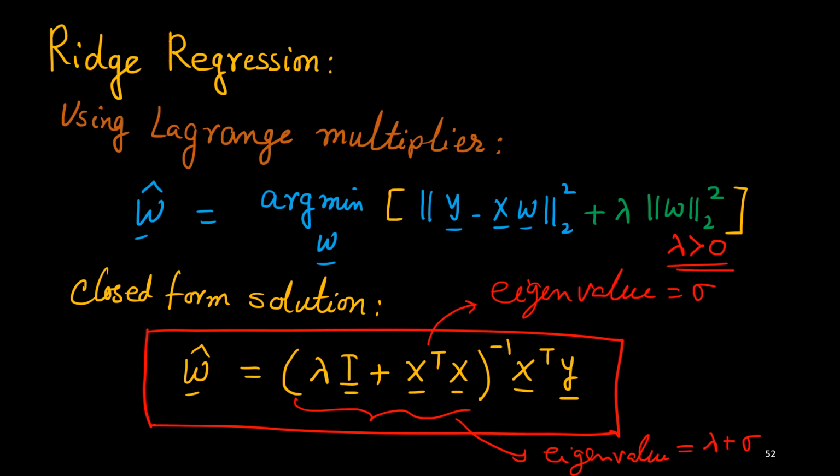Okay. So thus the matrix lambda I plus x transpose x is always non-singular, and this inverse will exist, and it can have finite inverse values. So its value is not going towards infinity, right? Thus we can arrest that problem that the w vector is going towards infinity. Using this Ridge regression, we can confine all the weight coefficients within a certain limit, right?